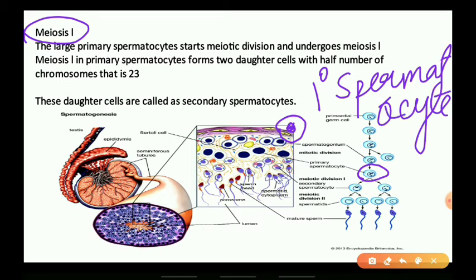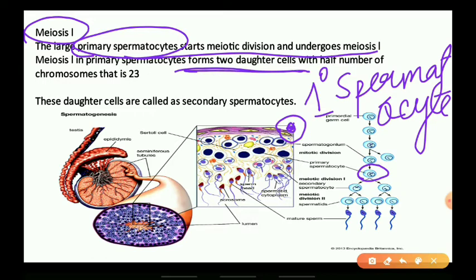This primary spermatocyte is going to have the meiotic division. It is going to divide in meiosis 1 into two daughter cells. Meiosis 1 will make the primary spermatocyte divide into two daughter cells with half the number of chromosomes.